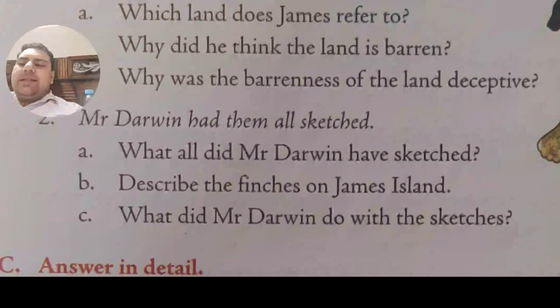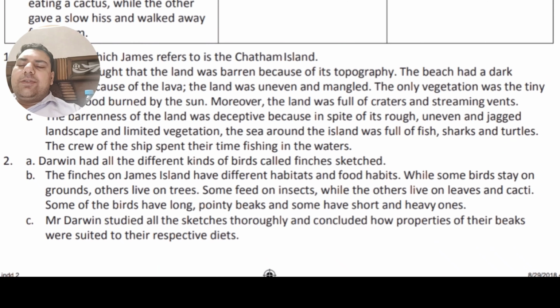The B part is describe the finches on James Island. So the finches on James Island have different habitats and food habits. While some birds stay on grounds, others live on trees, some feed on insects, while the others live on leaves and cacti. Some of the birds have long, pointy beaks and some have short and heavy ones.